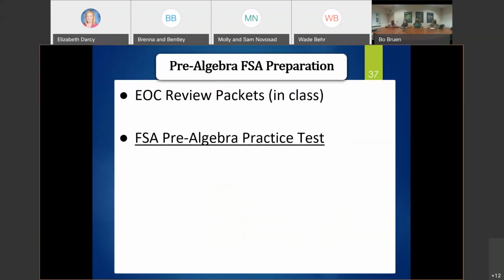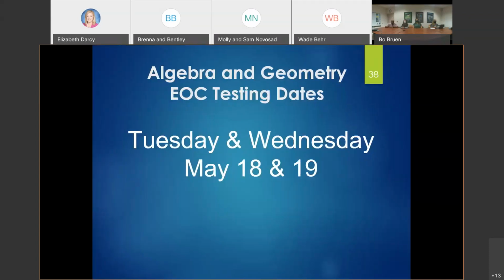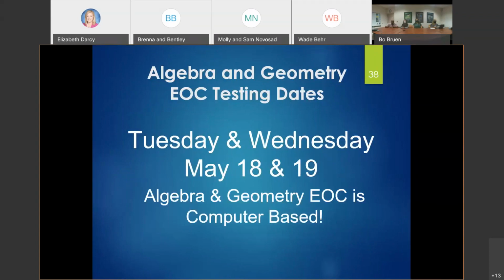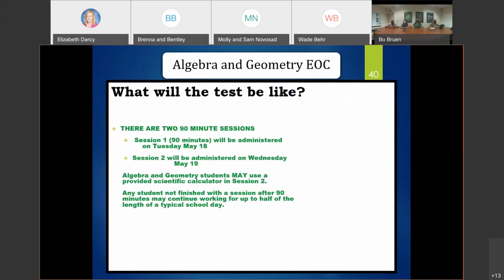And in class, they will do some EOC review packets as well as going over the FSA pre-algebra practice tests. For your algebra and geometry, those tests will be on Tuesday and Wednesday, May 18th and 19th, also computer-based. Also 56 to 66 items. There will be 2 sessions. First one will be no calculator, followed by a second session the next day where they can use a calculator.